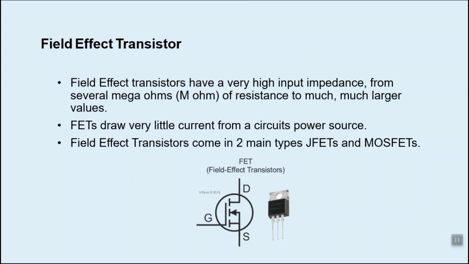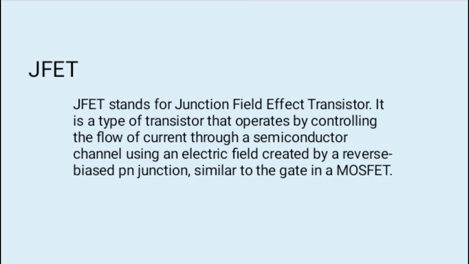Field effect transistors have a very high input impedance, from several megaohms of resistance to much larger values. FETs draw very little current from a circuit's power source. Field effect transistors come in two main types: JFETs and MOSFETs. Its symbol is given here, where D represents drain, G represents gate, while S represents source.